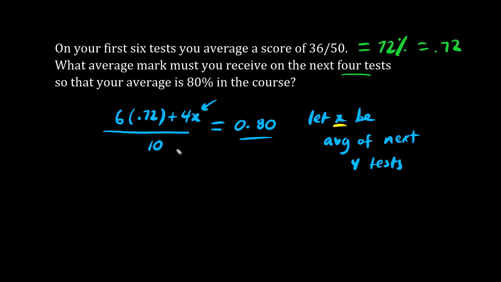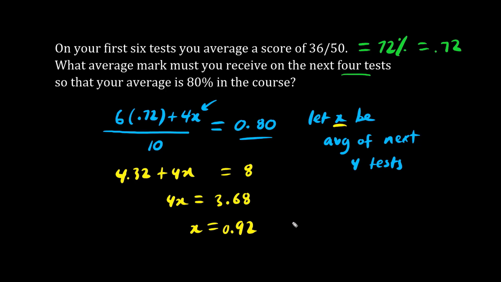We multiply both sides by 10, so the right side becomes 8, and the left side, 6 times 0.72 is 4.32, plus 4x equals 8. So we have 4x equals 3.68. Dividing both sides by 4, we solve for x, which is 0.92, or 92%. So we need to score an average of 92% over the next 4 tests to score 80% in the course. This is assuming that your teacher weighs all the tests equally.